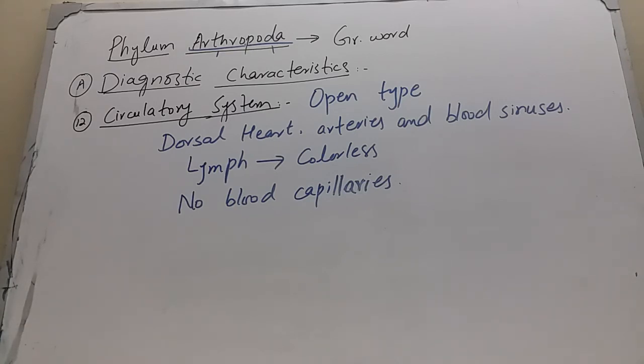The circulatory fluid is known as lymph or hemolymph, which is a colorless fluid. It's colorless because it has no RBCs. The red blood cells are absent in the lymph. And in open circulatory system, there are no blood capillaries. Lymph directly bathes the body organs.